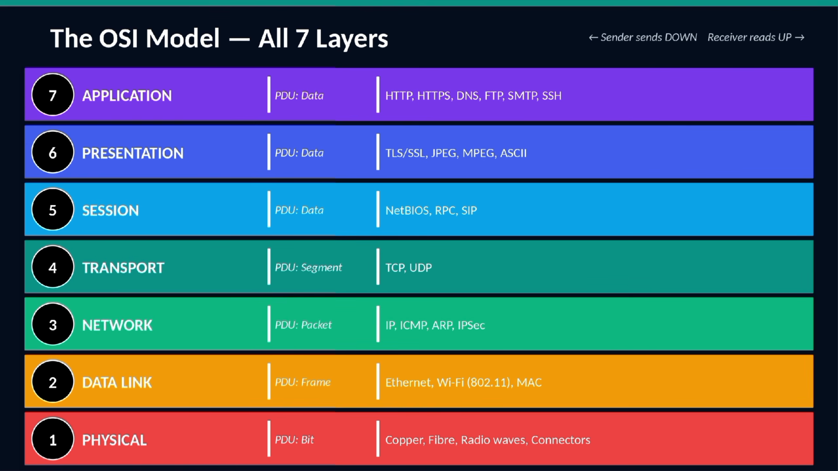This separation allows different vendors to build different pieces, and as long as each piece does its job correctly, everything works together. Think of it like an assembly line. Each station has one task. The whole line produces the finished product, layers, one by one. Let's walk through each layer from the bottom up, from physical hardware to the applications you use every day.